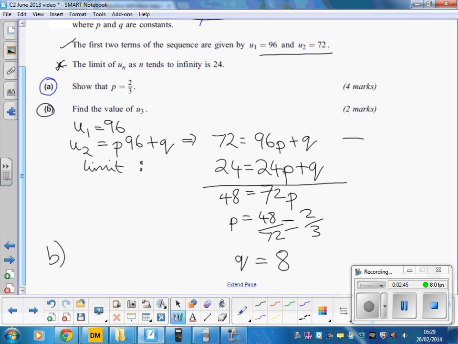Now we know Q, I know the third term is P times the second term plus Q, so the third term must be 2/3 times the second term, which is 72, plus 8, so the third term is 56.